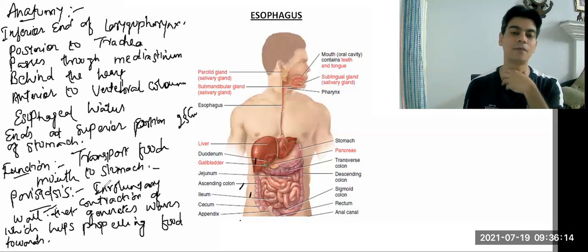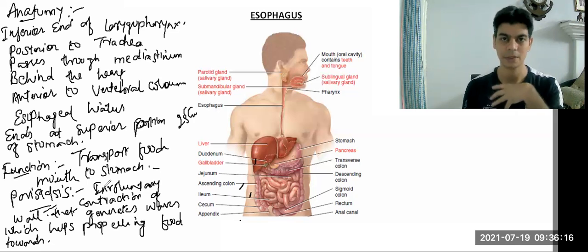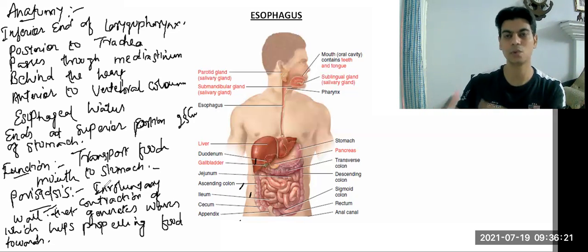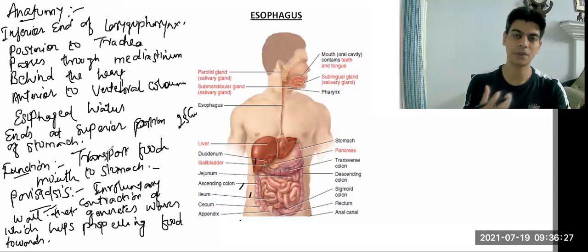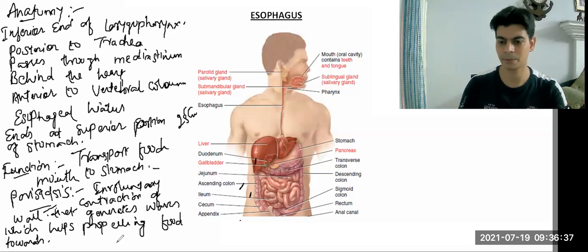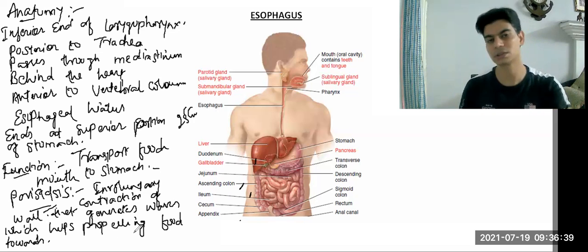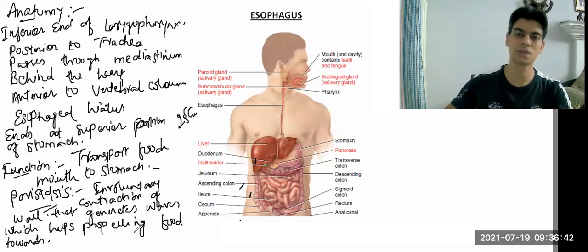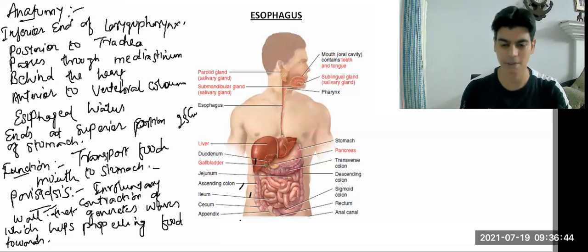And food doesn't have to stay in the esophagus. That is why the peristaltic waves are so strong that they quickly propel the food towards the stomach. Your esophagus doesn't produce any enzymes, and there is no digestion taking place. So there is no point of food staying in that muscular pipe. It's quickly propelled towards the stomach, and from the stomach it goes into the small intestine.